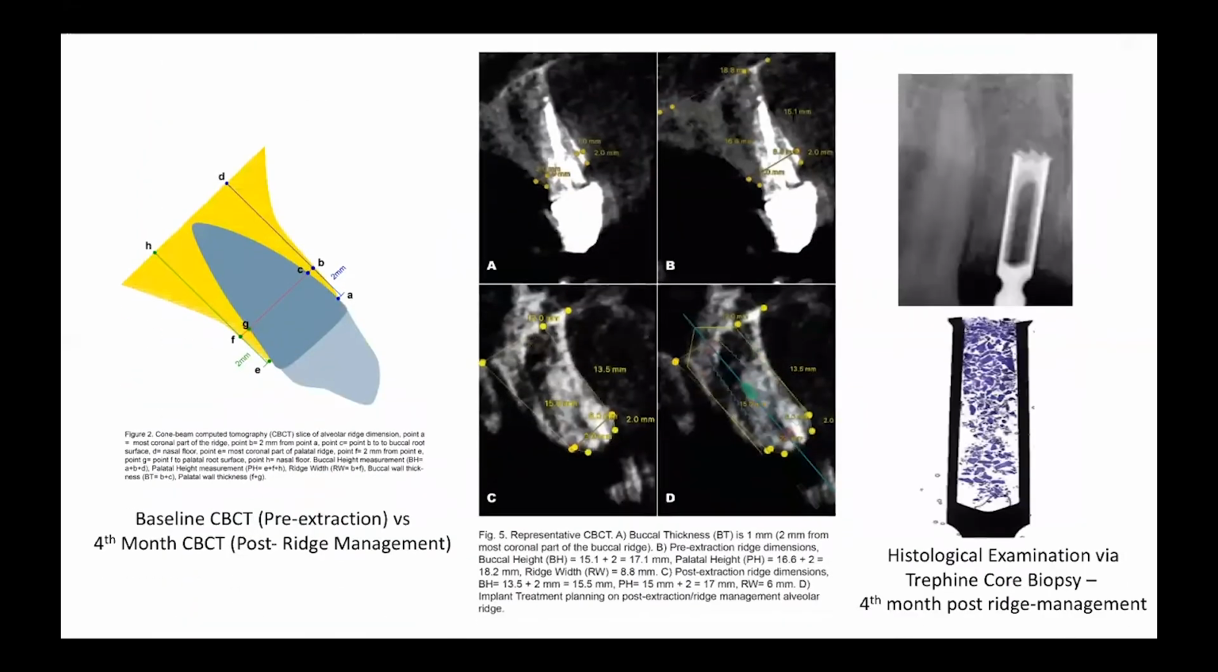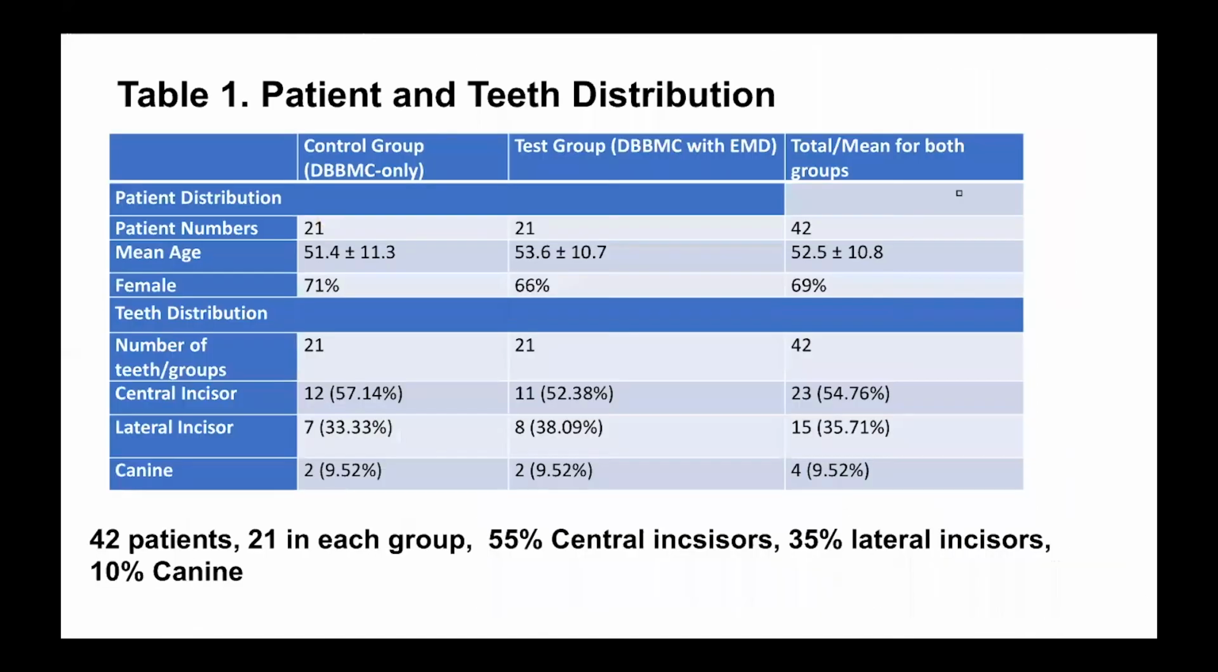Ridge dimensions were measured using specific anatomical points using CBCT taken before extraction and 4 months after extraction. A 2 by 11 millimeter trephine was used to harvest a core biopsy of the ridge during implant placement. This was analyzed histomorphometrically. Let's have a look at the results.